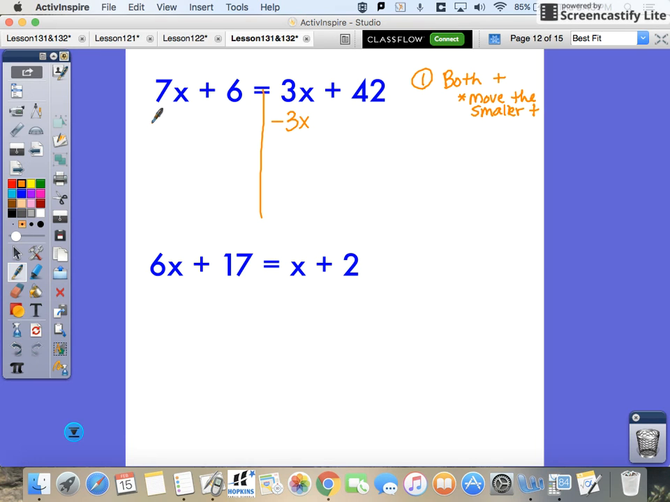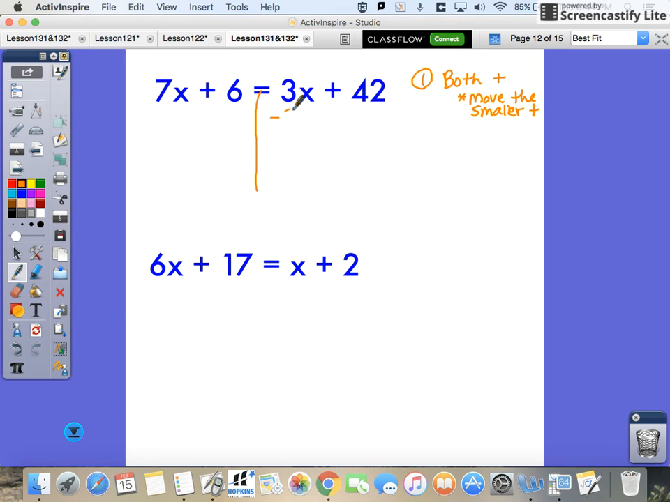So what I mean is if I do minus 3x, we end up with 4 x's here and nothing there. If I were to move 7x, I'd end up with negative 4x's here. I just don't really like negatives. You're not going to get it wrong. I just don't like negatives, so I don't do that. I just move the smaller one first to make sure that I don't get any negatives.